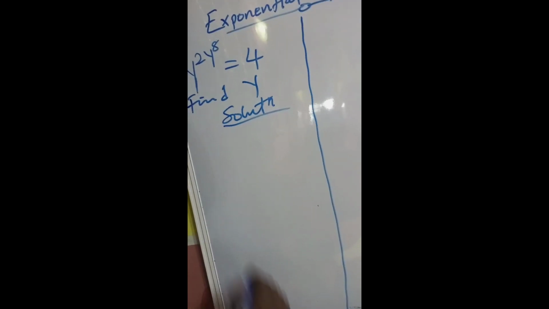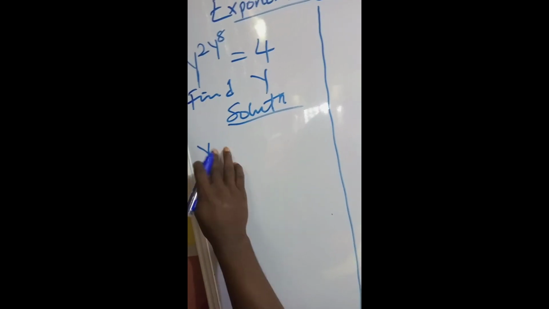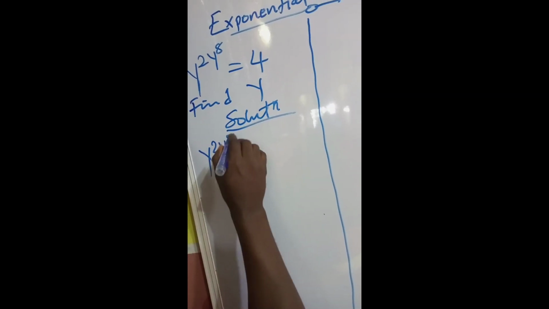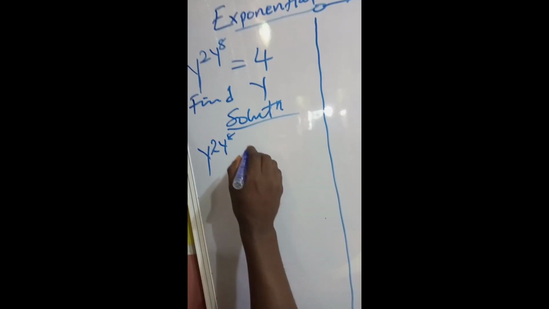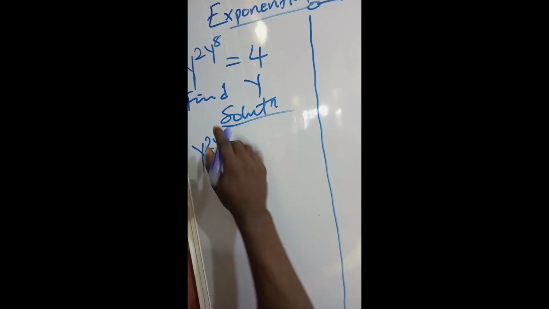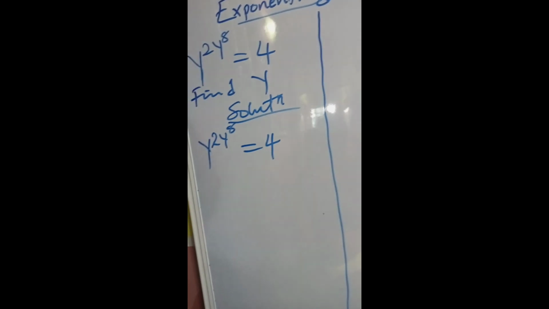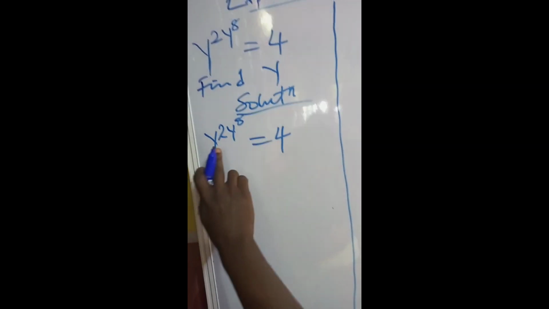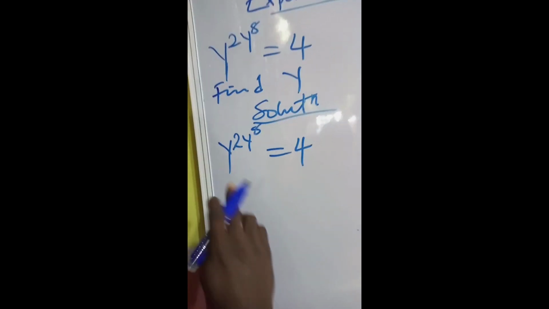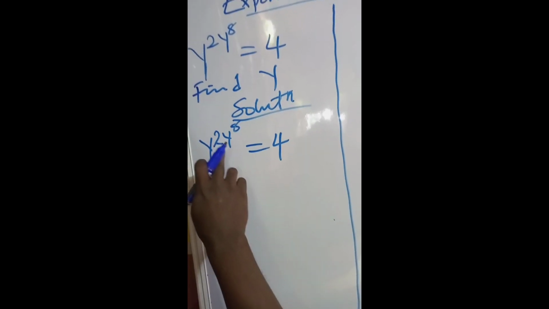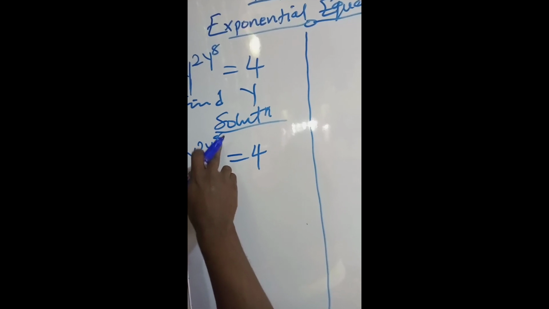Solution. To solve this, write out the question first. We have y raised to power (y raised to power 8) is equal to 4. Here is the question. Now, if you look at this question, y appears twice. We have y here having the power of y raised to power 8.